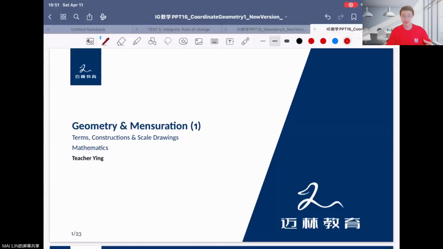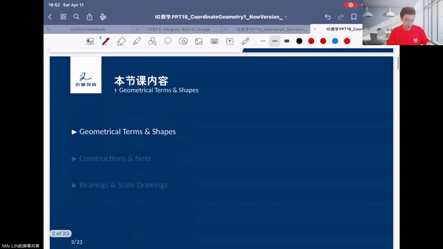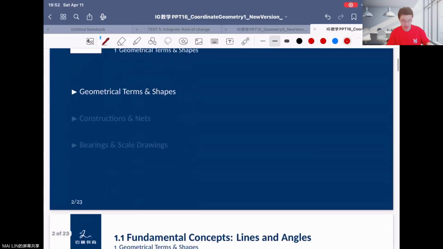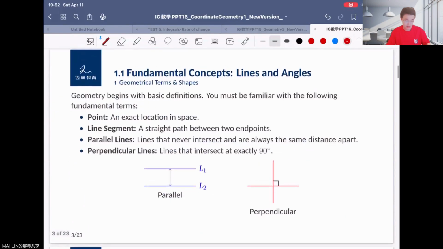Hello guys, today our topic is about geometry and mensuration, okay? So let's move into the first part about the geometrical terms and the shapes, okay? So let's move into the first slide. Okay, here we have several terms about geometry.